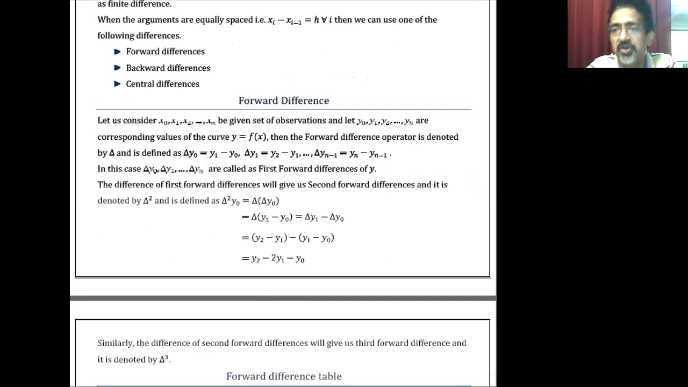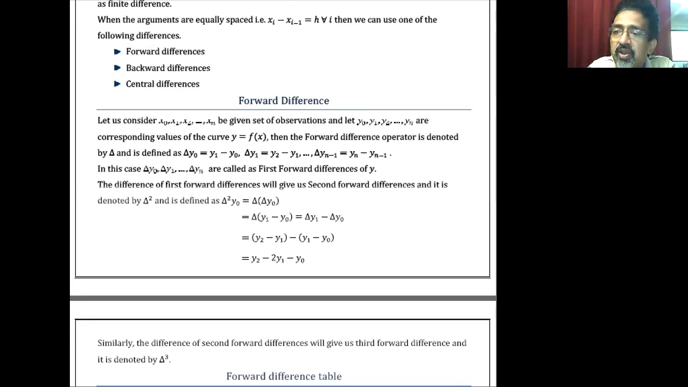These are called first order differences, and it is denoted by del of yi's. Right. So now if I find the difference of first order differences, then I get second order differences. So it is denoted by del squared. So I write this del squared of y0 as del of del y0. That will be what? It is del of y1 minus del of y0. Right? Del of y1 is what? y2 minus y1, minus del of y0, which is y1 minus y0. So del squared of y0 is defined as y2 minus 2y1 plus y0.